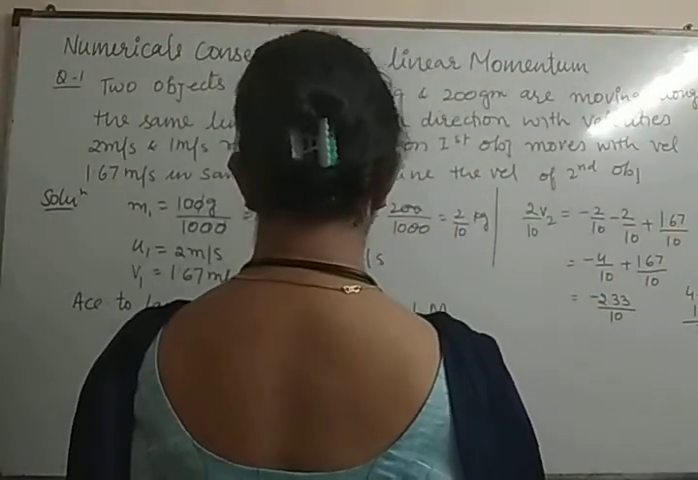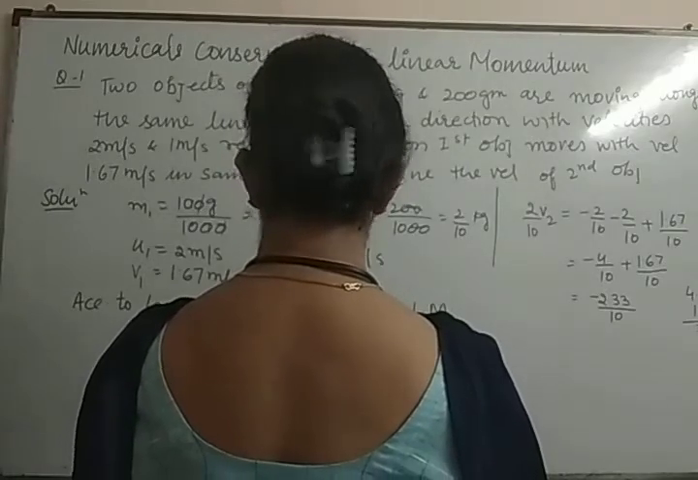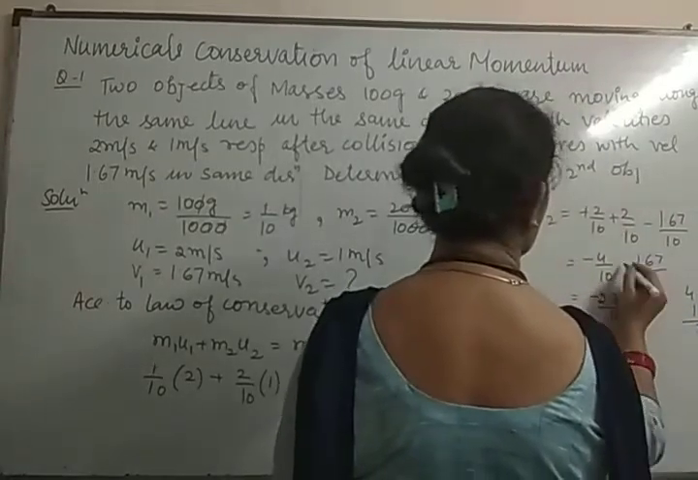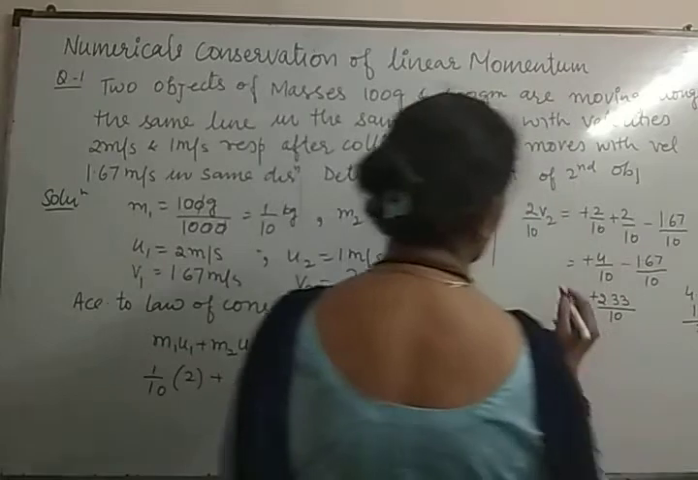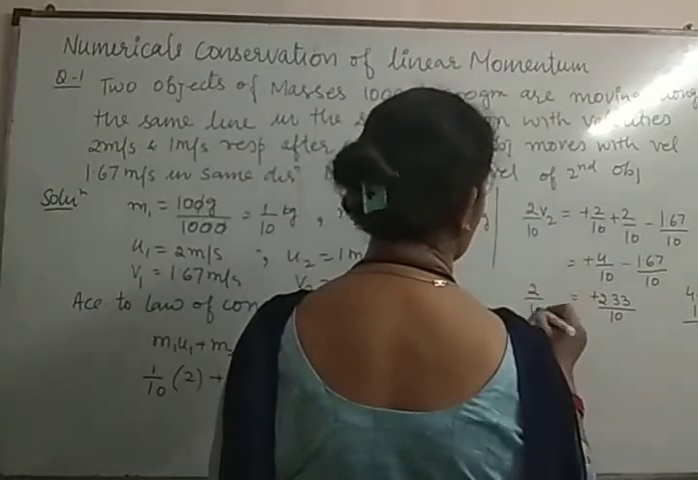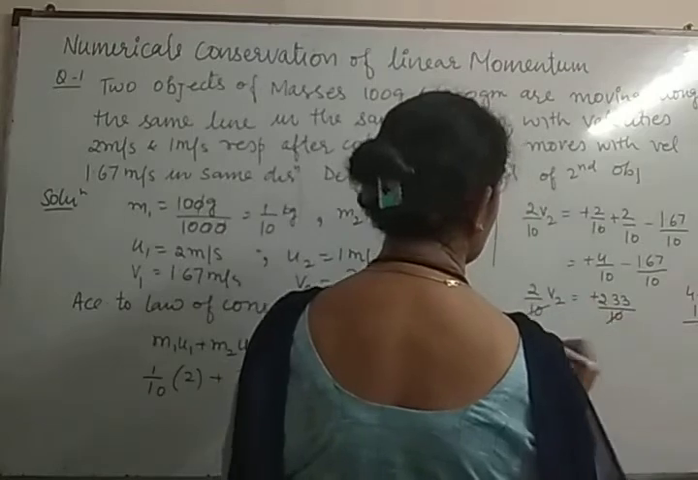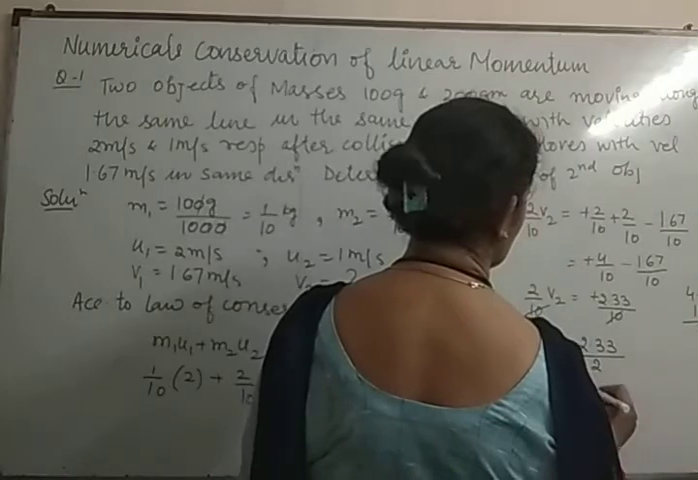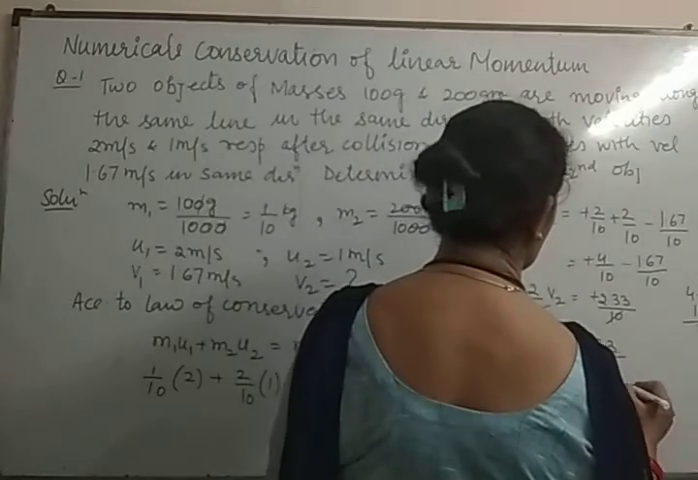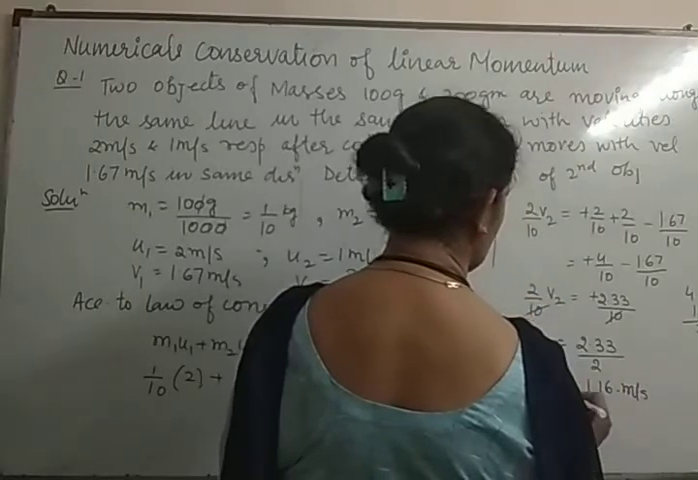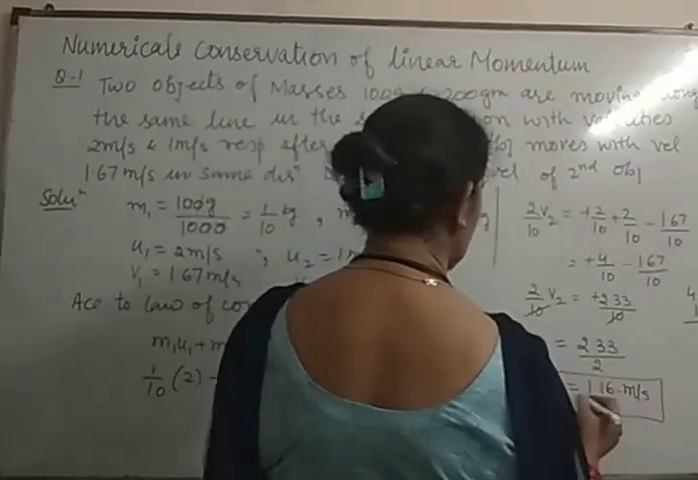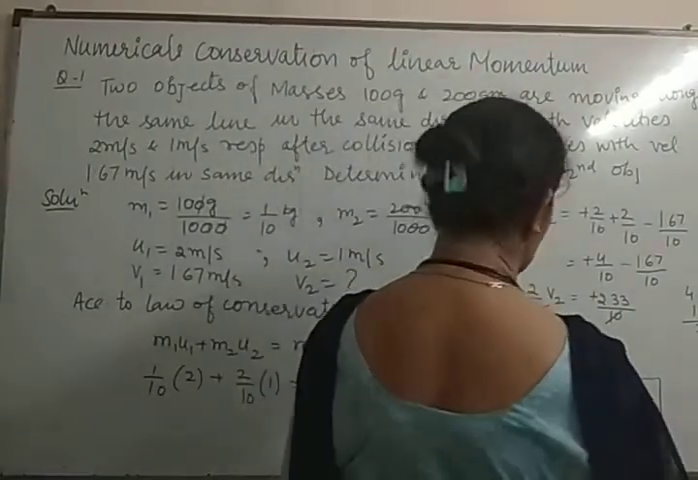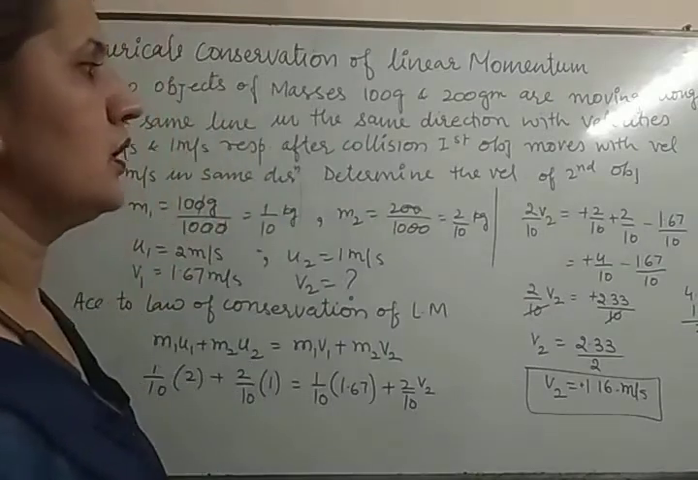The minus sign will remain, but this will be plus. This is plus and this is minus. Only I have changed the side. So this is plus. And here it is 2 by 10 into v2, 10 will cancel out, and v2 is equal to 2.33 divided by 2. This is 1.16 meter per second. The velocity of the second object is plus, it means the object after collision is moving in the same direction with the velocity 1.16. Got it?